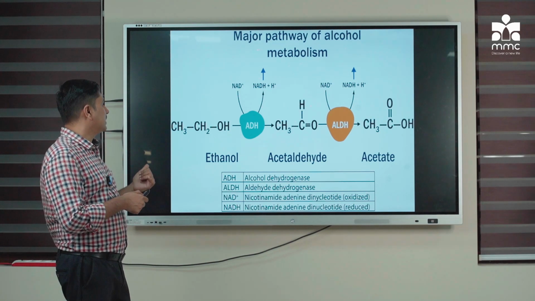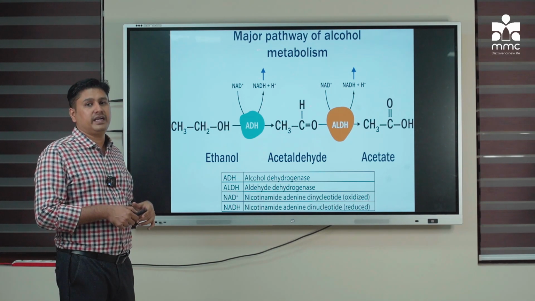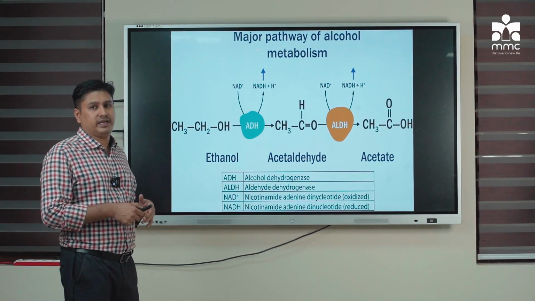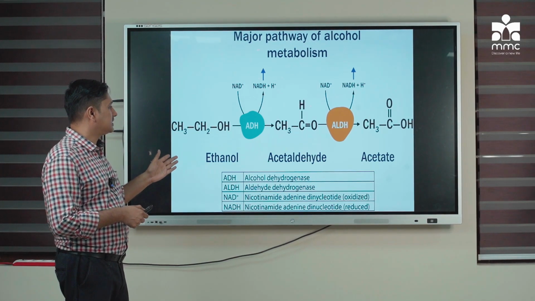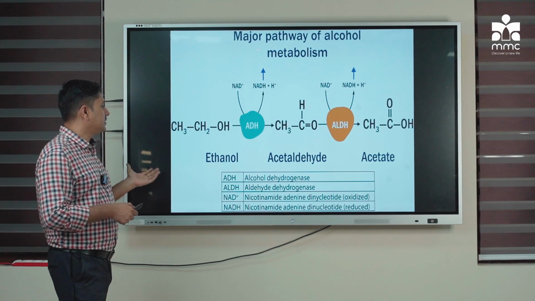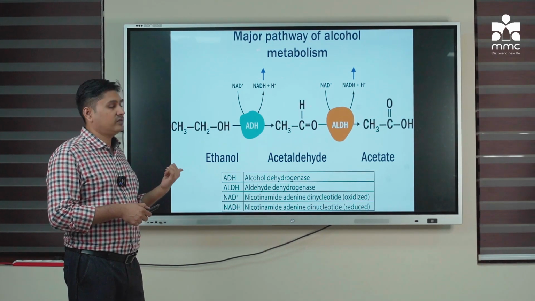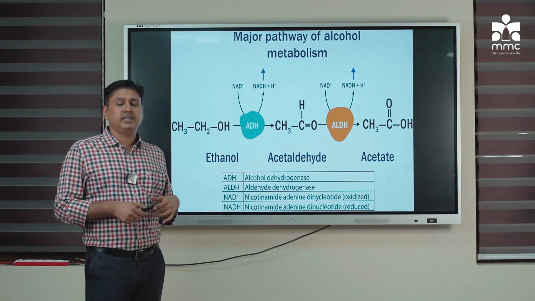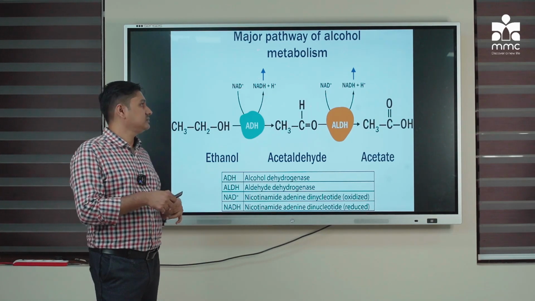The metabolism of alcohol is: ethanol is converted to acetaldehyde by alcohol dehydrogenase, and aldehyde dehydrogenase is the enzyme which converts acetaldehyde to acetate. Similarly, in the case of methanol, methanol will be converted to formaldehyde by alcohol dehydrogenase, and aldehyde dehydrogenase will convert formaldehyde to formic acid.